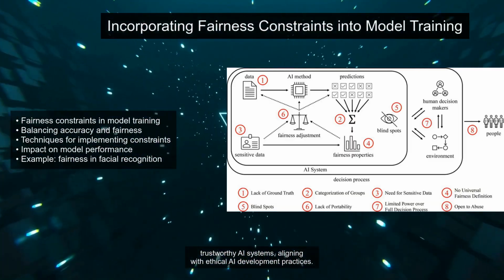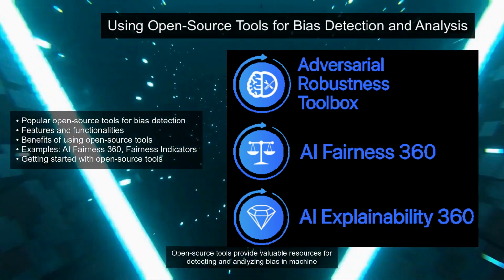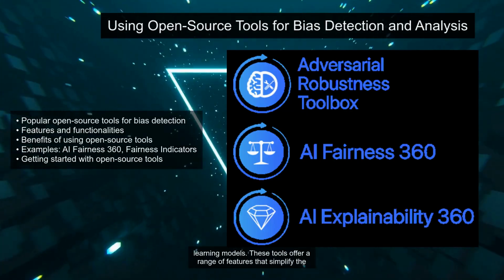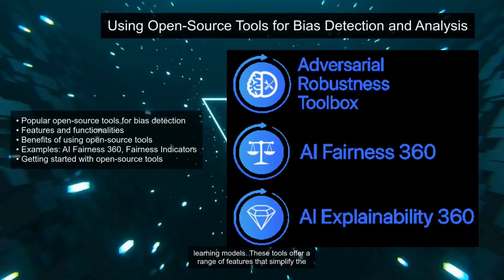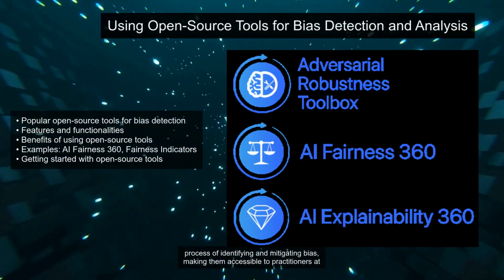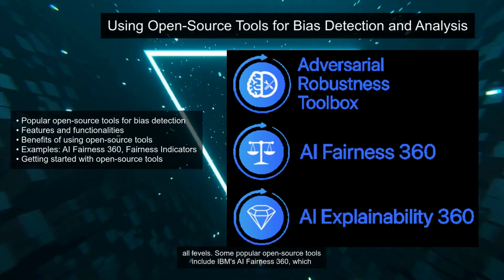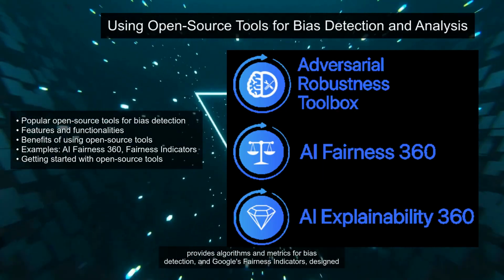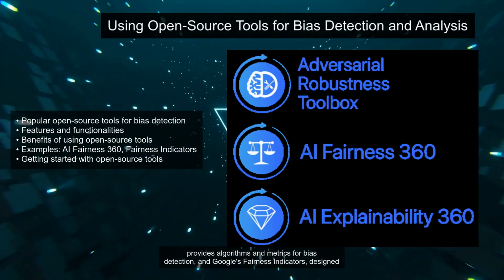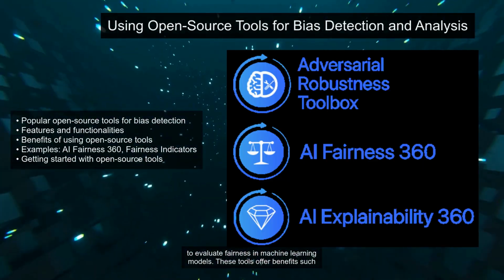Open source tools provide valuable resources for detecting and analyzing bias in machine learning models. These tools offer a range of features that simplify the process of identifying and mitigating bias, making them accessible to practitioners at all levels. Some popular open source tools include IBM's AI Fairness 360, which provides algorithms and metrics for bias detection, and Google's Fairness Indicators, designed to evaluate fairness in machine learning models.